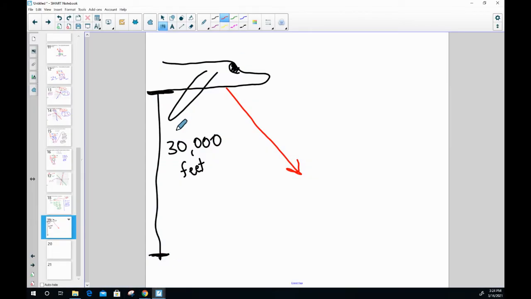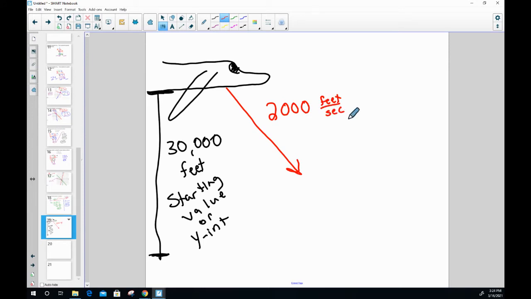All right. So technically, this is our starting value, or our y-intercept. Okay. And then it says that it comes down at a rate of 2,000 feet per minute. All right. There's a key word there to tell you whether you're seeing the slope. Is this the slope? Is this our growth, or whatever you want to say? And it is, by the way, descending, so make sure it's a minus. The key word is rate.